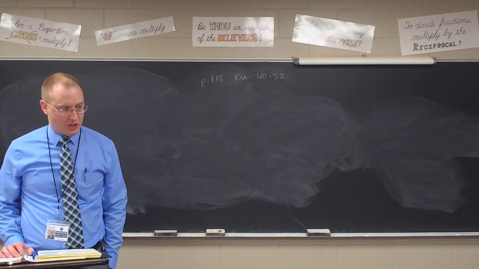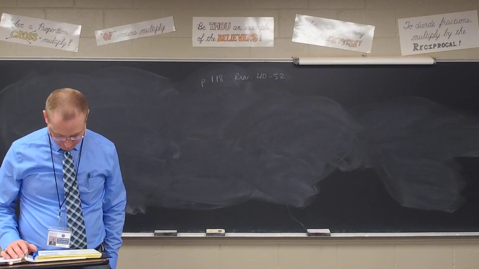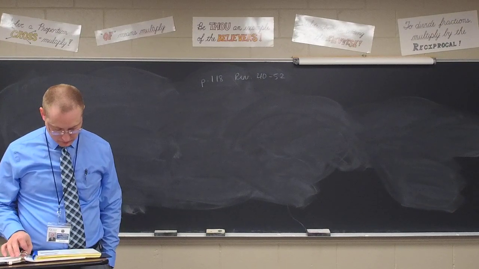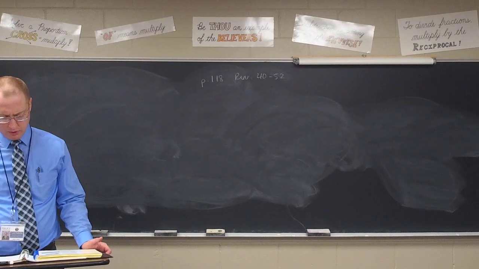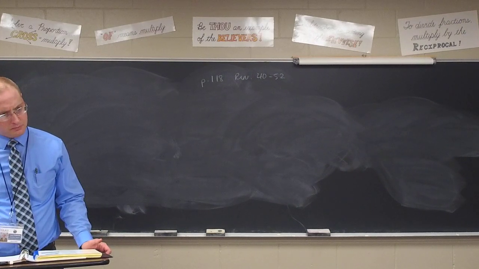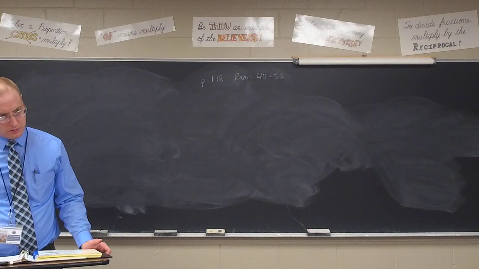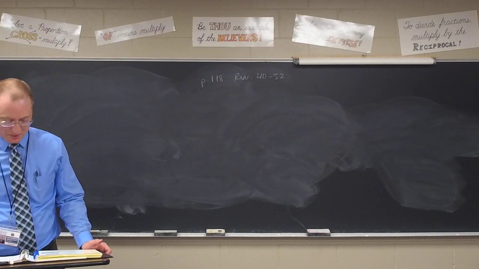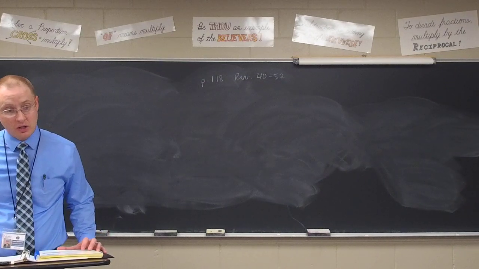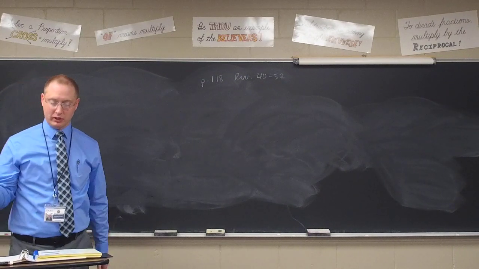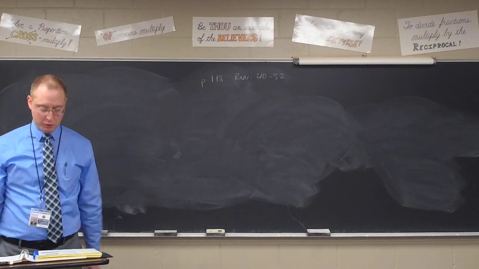Number 40, what did you get for your answer, Ben? 6. Positive 6. Number 41, Kirsten. 2. 2, there we go. Positive 2 should have been our answer. How about number 42, Joel? Negative 12. Negative 12. Again, think of that as negative 11. Negative 1 more puts you at negative 12.